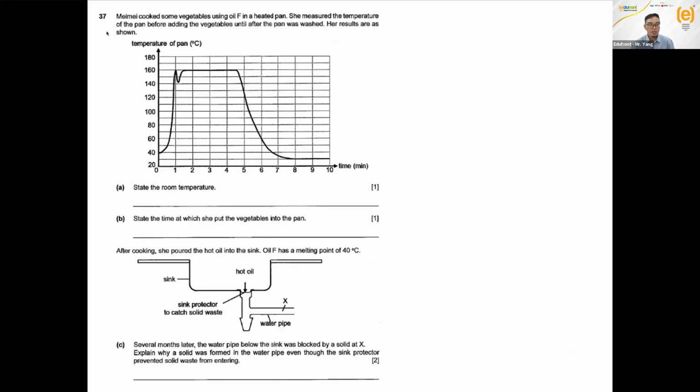All right, now let's move on to question 37. Those of you who have any questions, just type in the group chat. There's no need to raise your hand.